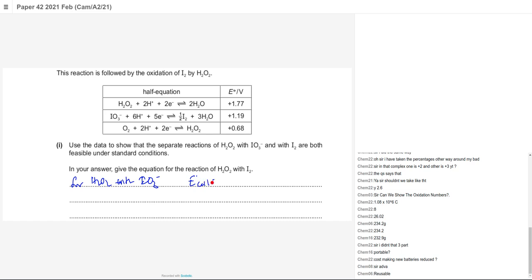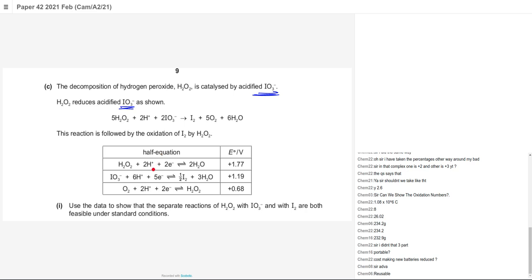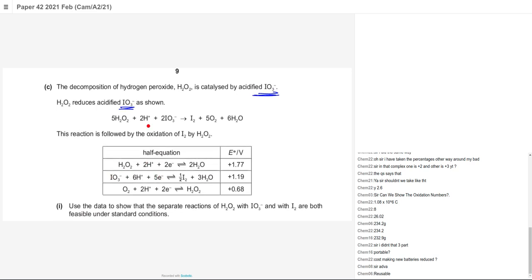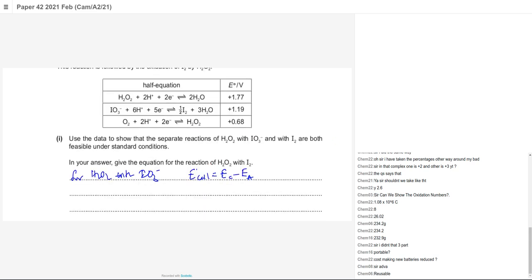E cell equals E cathode minus E anode. Reduction occurs at the cathode, so it is E reduction minus E oxidation. So what is reduced, what is oxidized here? Here you can notice H2O2 turns to H2O. Now you have to take this as the equation, right? This is one equation. This is reduction. What is reduction? IO3 minus reduced to iodine. So that is the cathode. That is definitely the cathode. So it's plus 1.19. What is the anode equation?